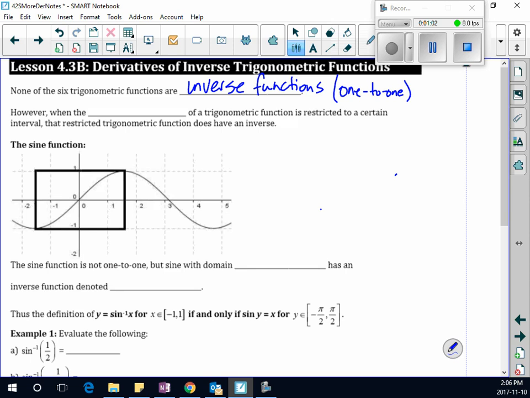However, when the domain of a trig function is restricted to a certain interval, the restricted trig function does have an inverse. So does everybody see, if I restrict the domain to a number here, which you could probably guess, to a number here, no matter where I put my pencil, it would pass the horizontal line test now?